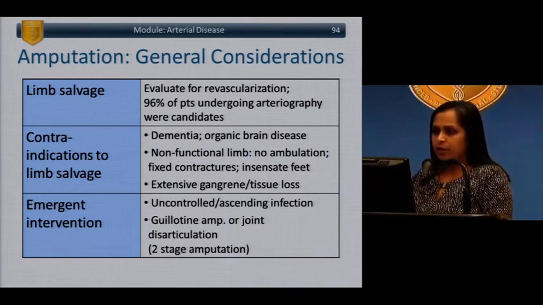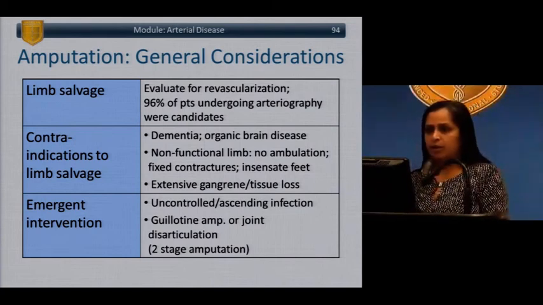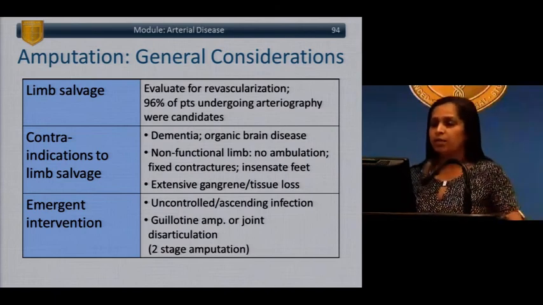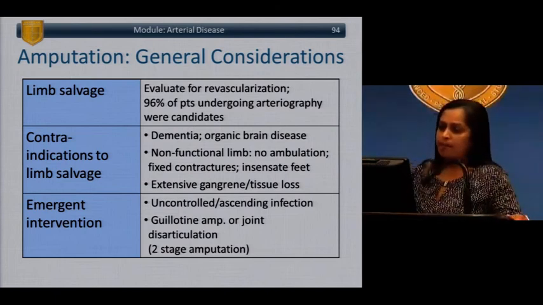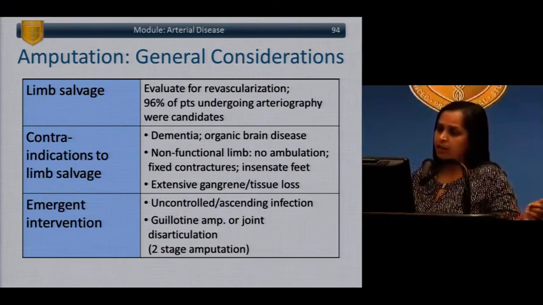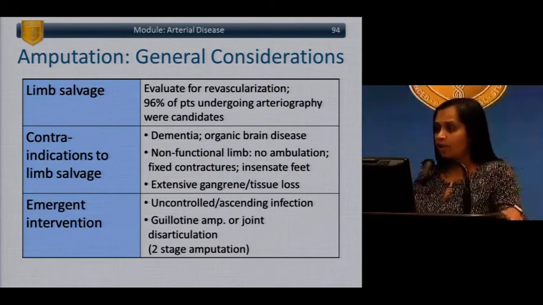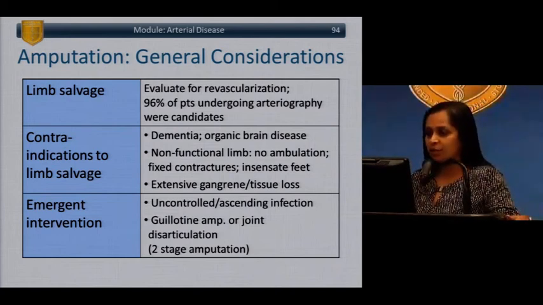Some of the general considerations in patients in whom you're considering an amputation. First and foremost, think about limb salvage. Evaluate the patient, see if they are a candidate for revascularization, both from a clinical standpoint as well as an anatomic standpoint. Some of the contraindications to limb salvage include a non-functional limb, a patient that does not ambulate, fixed contractures, extensive tissue loss and gangrene that may not be able to be salvaged despite revascularization.